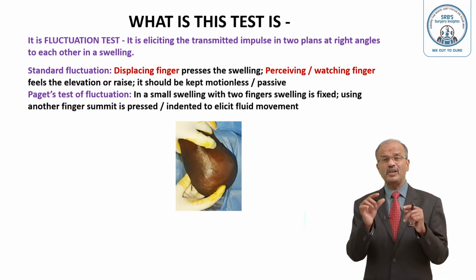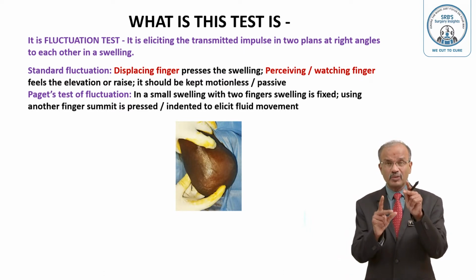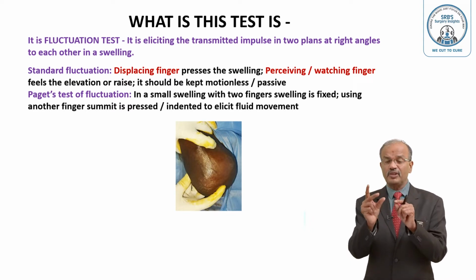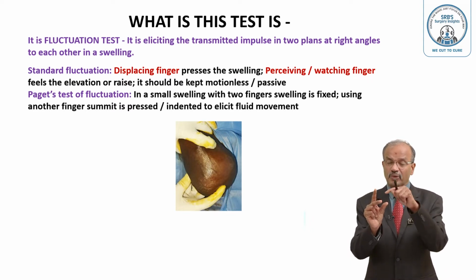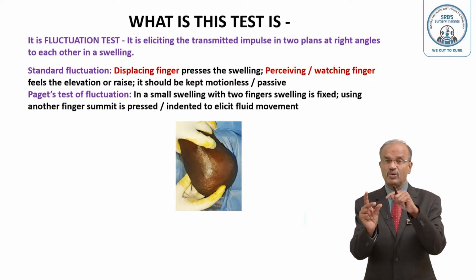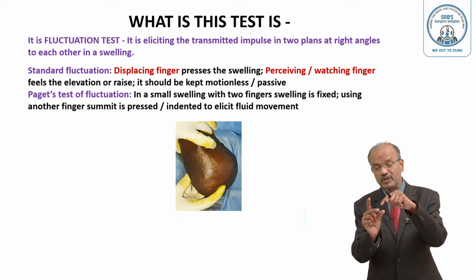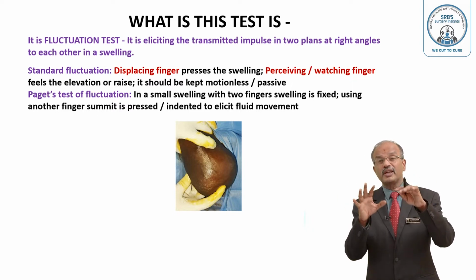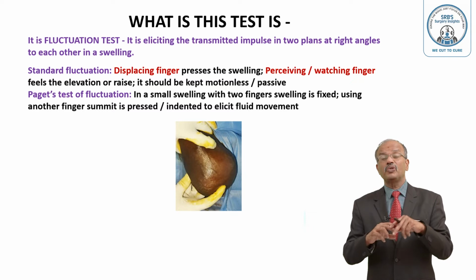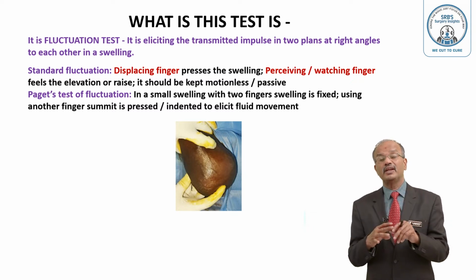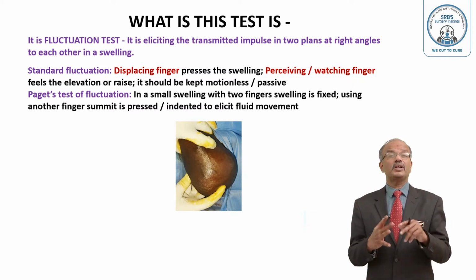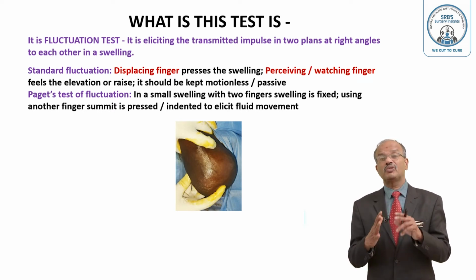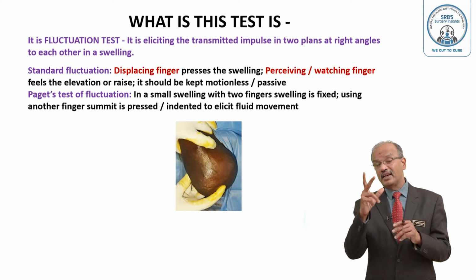Another test: if the swelling is small, you won't be able to fix it and elicit the fluid movement in two directions. In that situation, hold the swelling with one hand using two fingers, then press and indent over the summit, where your finger yields. You can feel the fluid movement as the finger yields into the swelling. That yielding sensation, very typical, is Paget's test of fluctuation, done in a small swelling.